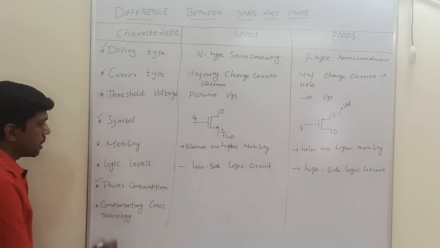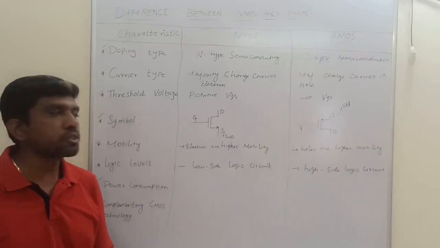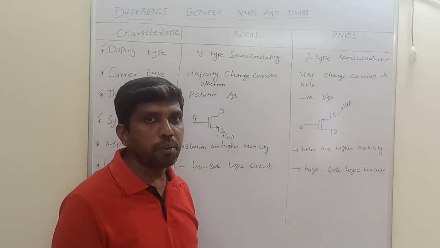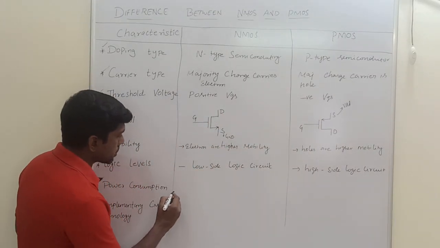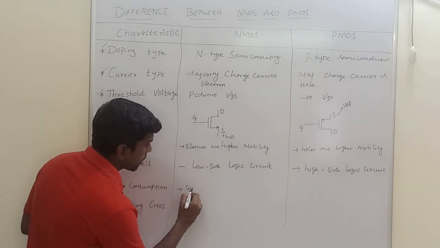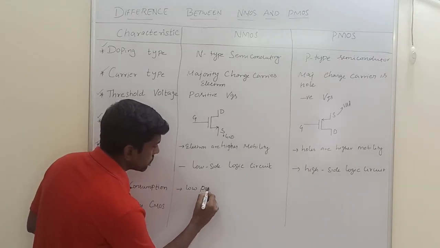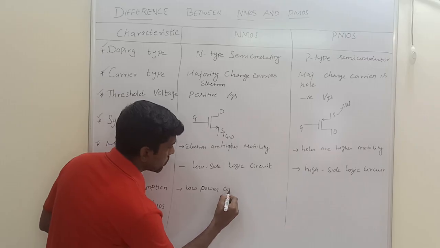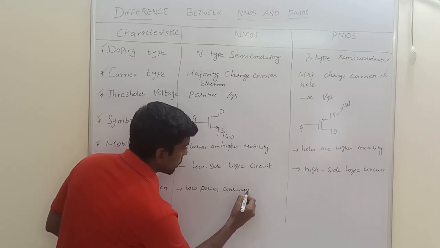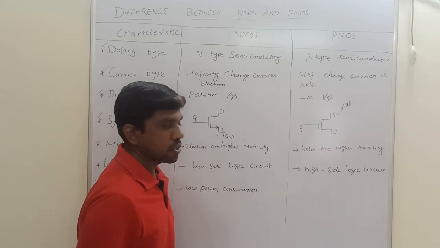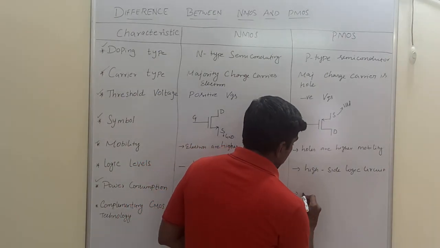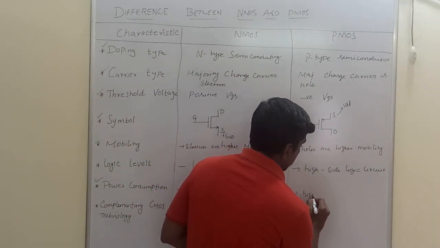The next one, power consumption. So what is the power consumption of NMOS transistor and PMOS transistor? In NMOS transistor, it's low power consumption. In PMOS transistor, it's high power consumption.